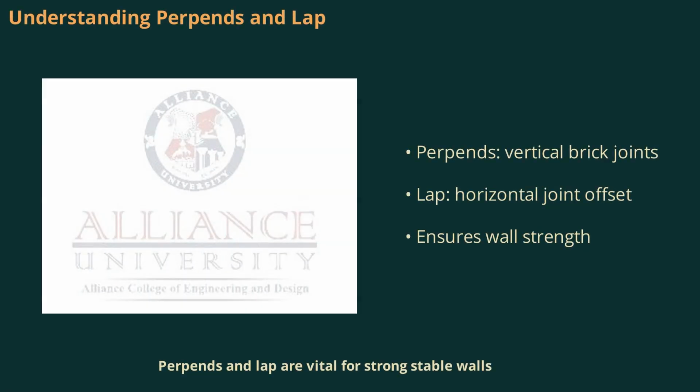Pins and lap are vital for strong, stable walls. Pins refer to the vertical joints separating bricks, and for a solid bond, these should align vertically in alternate courses. Lap is the horizontal distance between vertical joints in successive courses, ideally 1/4 the brick's length. These details might seem minor, but they are crucial for the wall's strength and longevity. Properly aligned pins and correct lap distribution prevent cracks and ensure the wall can bear loads efficiently, making them essential concepts for any masonry project.